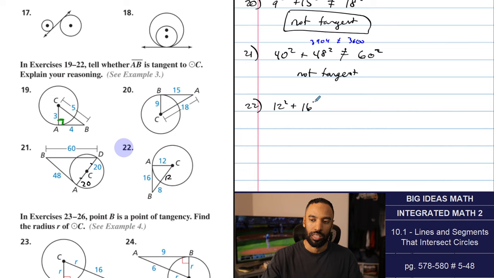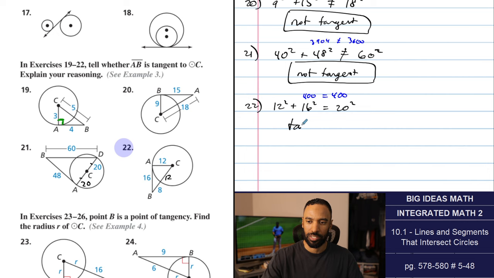plus 16 squared is 20 squared. Divide those by 4, you do get 3, 4, 5 in that set. This is going to be true. This is going to be 400 equals 400. So this is indeed tangent in this case. Right, you can check, but you're trying to see that through Pythagorean theorem.